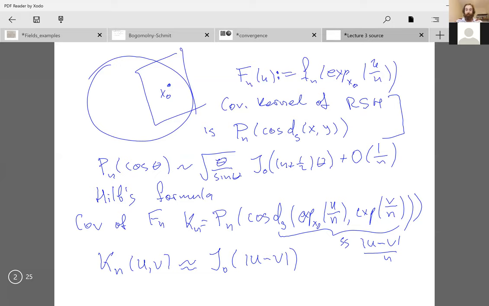So what happens is, if you look at a tiny patch on a sphere with very, very high n, and then you rescale it so that it becomes flat and the wavelength is 1, then what you will see is the random plane wave.